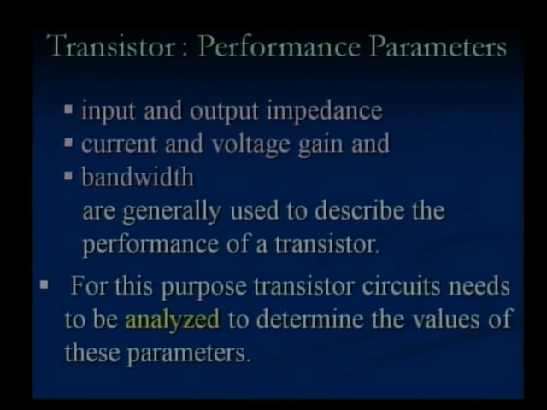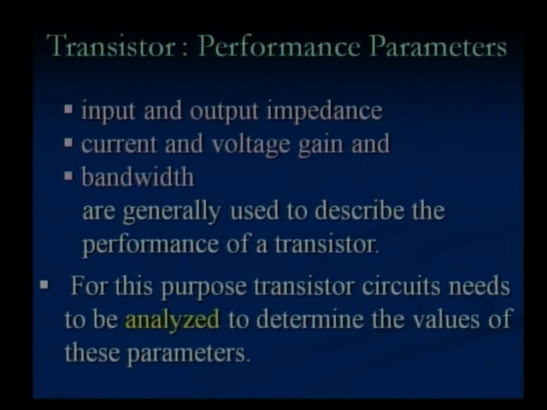Now, which are these parameters generally? The input and output impedance of the transistor by itself, its current gain and its voltage gain. So these are the four main parameters. Once again I am repeating: input and output impedance, current gain and voltage gain. Apart from that, sometimes bandwidth is also important, particularly when a transistor is used in a circuit where communication or amplification purposes are to be carried out.